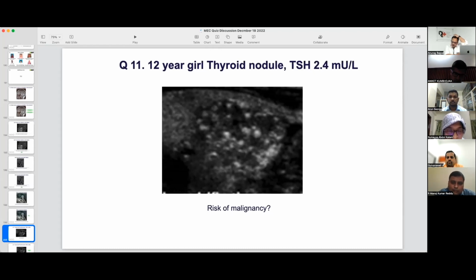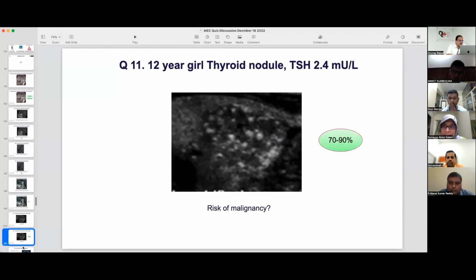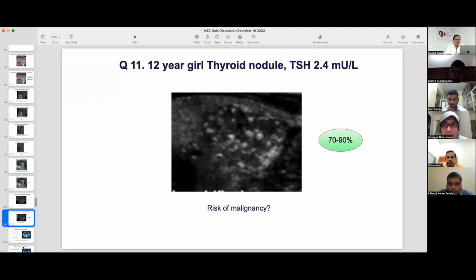So the next would be Dr. Guru Prasad. So the microcalcification, the risk is almost 75 to 90%. Papillary carcinoma. It's actually a very, very high risk scenario. There are multiple foci areas, so the risk will be very high. So it will be like 79. This is the highest end of risk as far as this is concerned. So correct answer, Dr. Guru Prasad. 5 marks for that. So we will move forward.